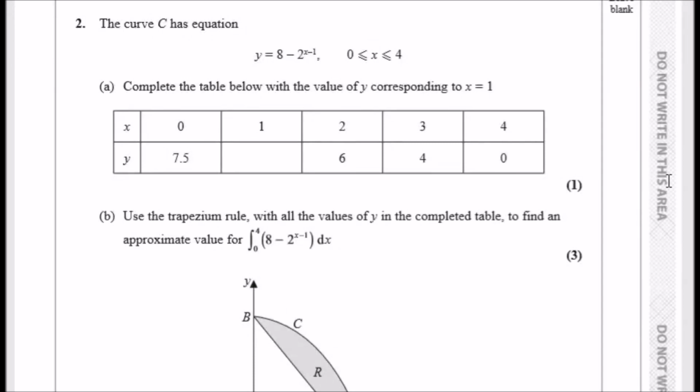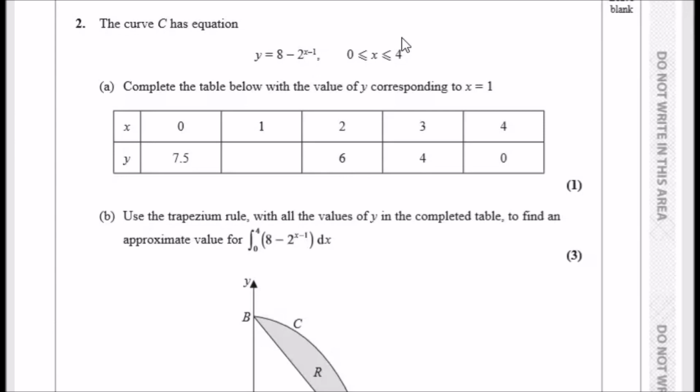Okay, guys, question 2. The curve C has the given equation, which is y equals 8 minus 2 to the power of x minus 1, and we're taking values between 0 and 4 for x. Now, according to part A, we just need to complete a table by plugging in the value of x equals 1. And that's obviously easy.